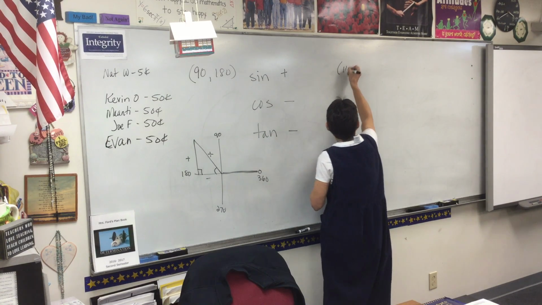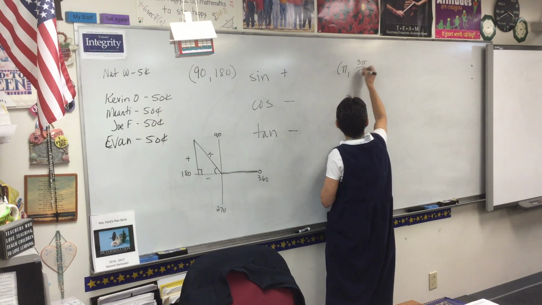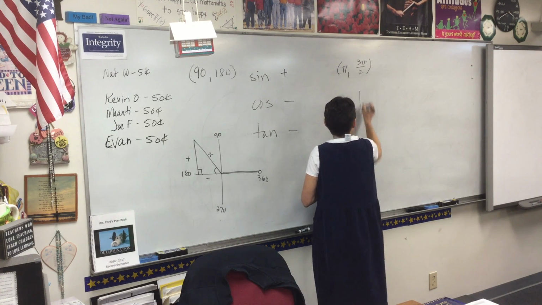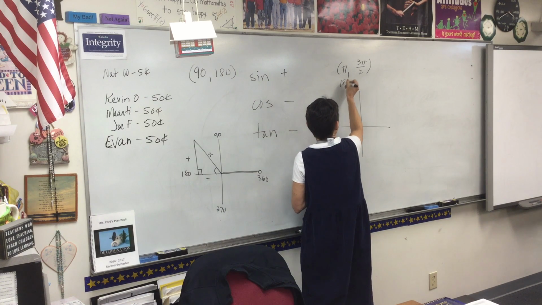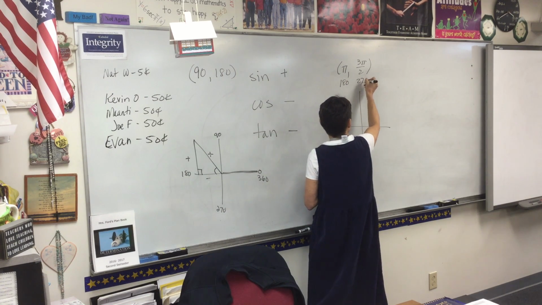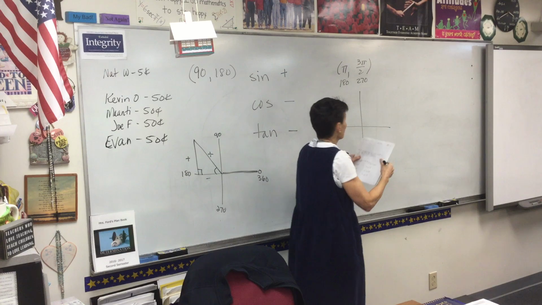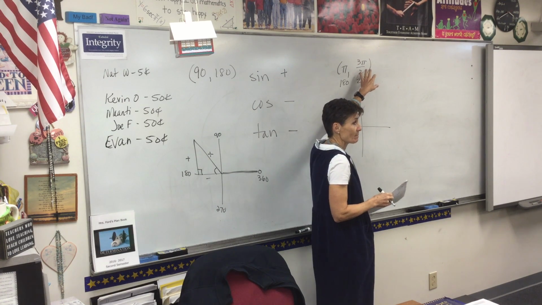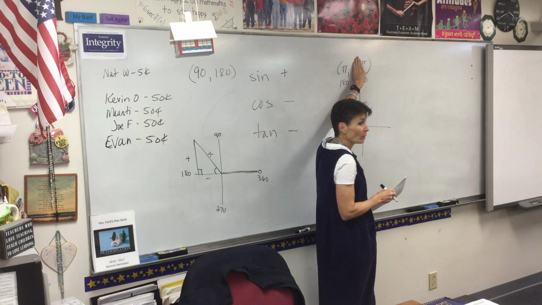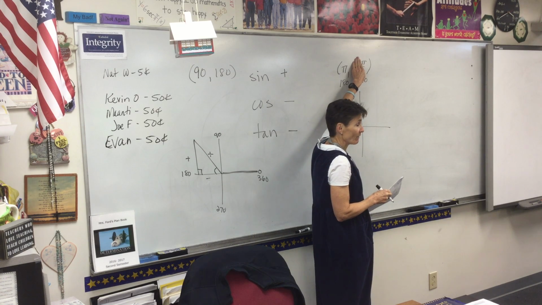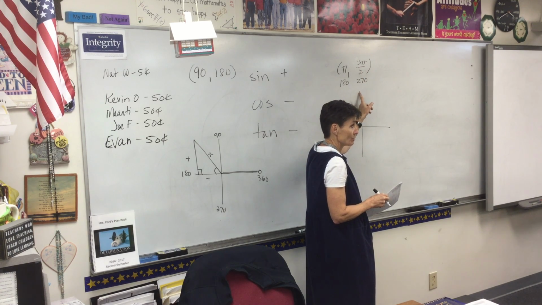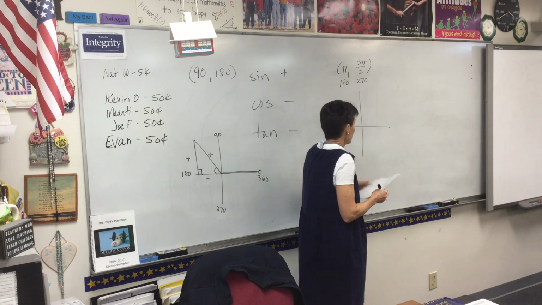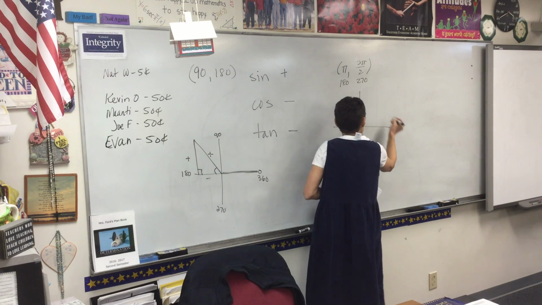I'm talking about this next problem, pi to 3 pi over 2. Where's that? Where am I talking about? This is 180 and this is 270. Now, those of you that are curious about this, remember, pi is 180. If you divide it by 2, you get 90. And 90 times 3 is 270.